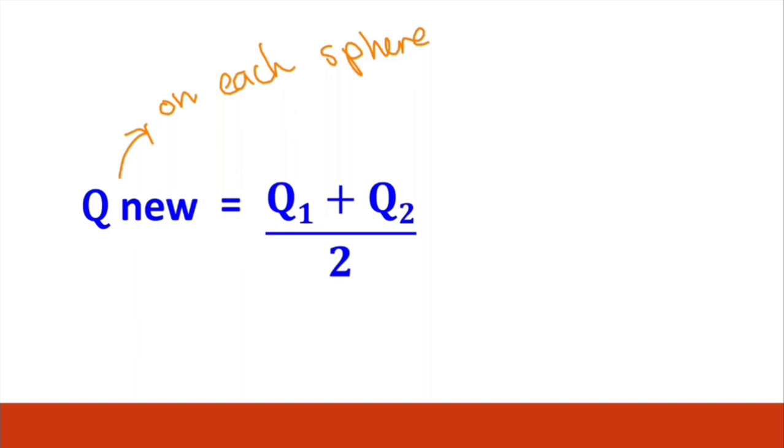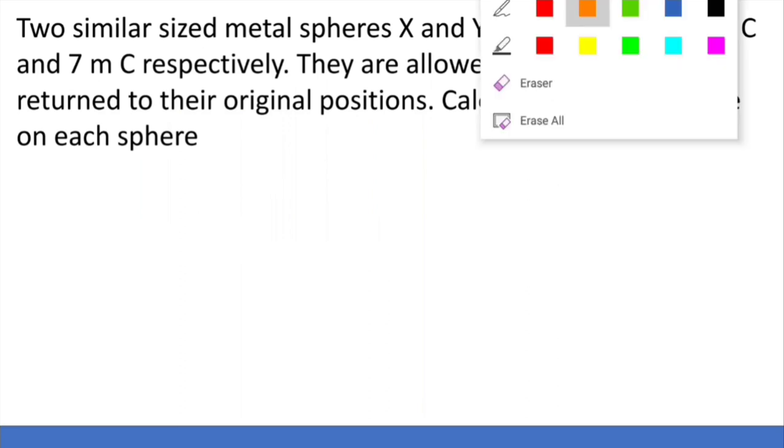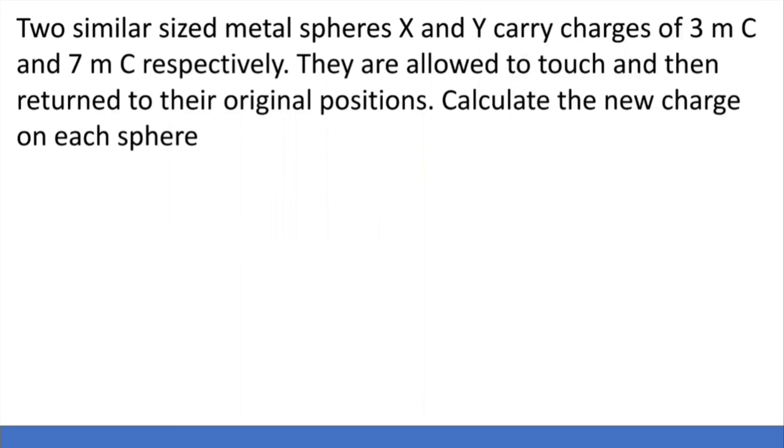All right. 2 similar sized metal spheres X and Y carry charges of 3 mC and 7 mC. What is m? M is milli. So this little m is milli. And what does milli refer to? Well, milli means times 10 to the -3. They're allowed to touch and then return to their original positions. Calculate the new charge on each sphere.